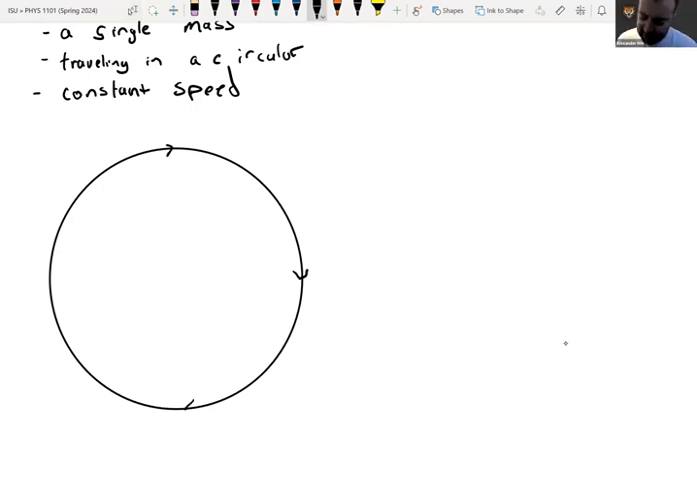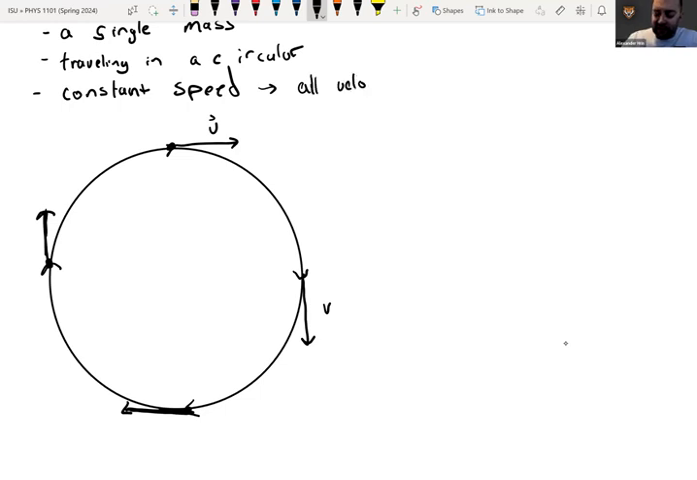Basically, the idea is that any point we pick, we would have some velocity. At the top, it's going directly to the right. On the right, it's going directly down. At the bottom, it's going directly left. For those of you familiar, the velocity is tangential to the circle. But this constant speed means all velocity vectors have the same length.